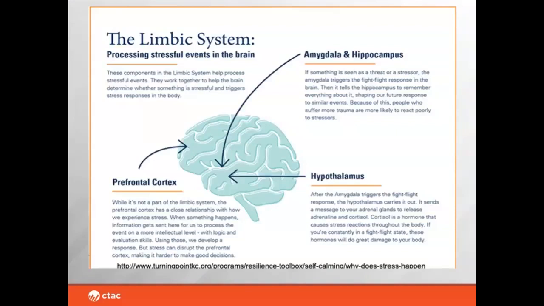Basically, it triggers the amygdala and our hippocampus. We could talk for hours about the intricacies of what happens in our brain, but the quick and dirty of it is that it starts in our amygdala and our hippocampus. If something is seen as a trigger or a threat, the amygdala triggers a fight-flight response in the brain, and then it tells the hippocampus to remember everything about it. After the amygdala triggers a fight-flight, the hypothalamus carries it out, and it sends a message to our adrenal glands to release adrenaline and cortisol.